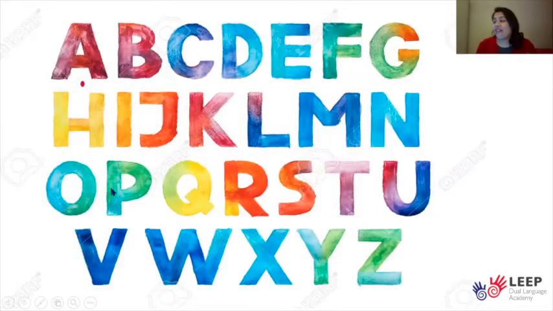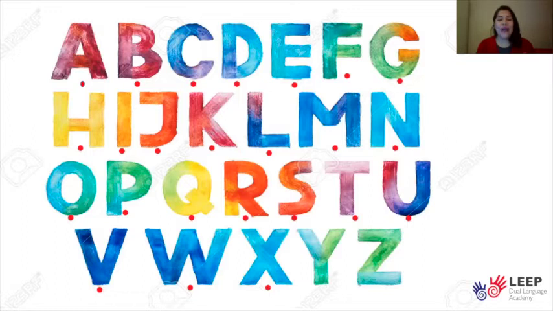First, we will sing the alphabet. Follow the red dot as we sing. Use your pointer finger and point to the letter on the screen. Ready, set, go. A, B, C, D, E, F, G, H, I, J, K, L, M, N, O, P, Q, R, S, T, U, V, W, X, Y, Z. Now I know my ABCs. Next time, won't you sing with me?